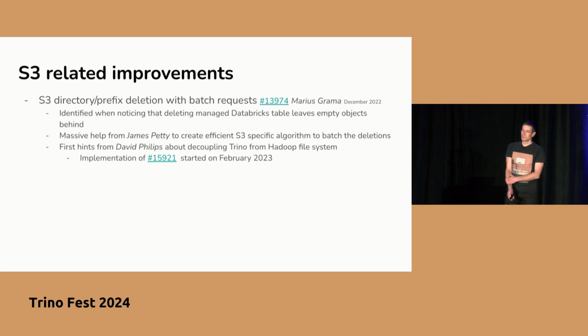By chance, we stumbled upon a situation where for test purposes, we were removing a Delta Lake table, and we noticed that it contained a so-called directory object in S3, and this was not getting deleted, and we didn't know why, and then we investigated it in detail, and we were thinking to implement a corresponding algorithm for it, and we went through several versions of it, and fortunately, we had massive help from James Petty, who works with Amazon, and we did together an efficient algorithm to batch the deletions of a specific directory in S3, or a prefix, so to say.